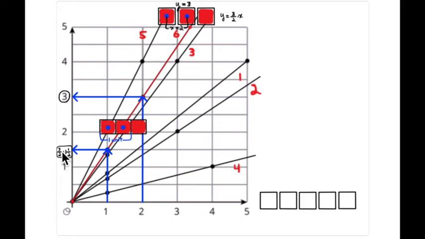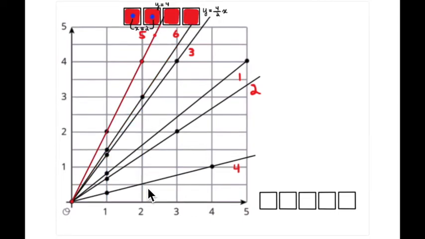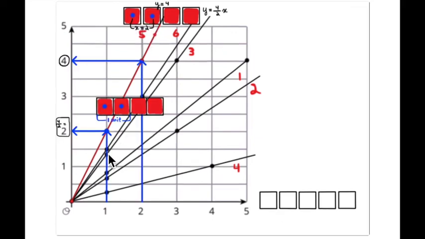$1.50 per hour is the same as $3 for working 2 hours. And the last one, you get paid $4 for working 2 hours. This is $4 for working 2 hours, which is the same as $2 per hour. $2 per hour is the same as $4 for working every 2 hours.